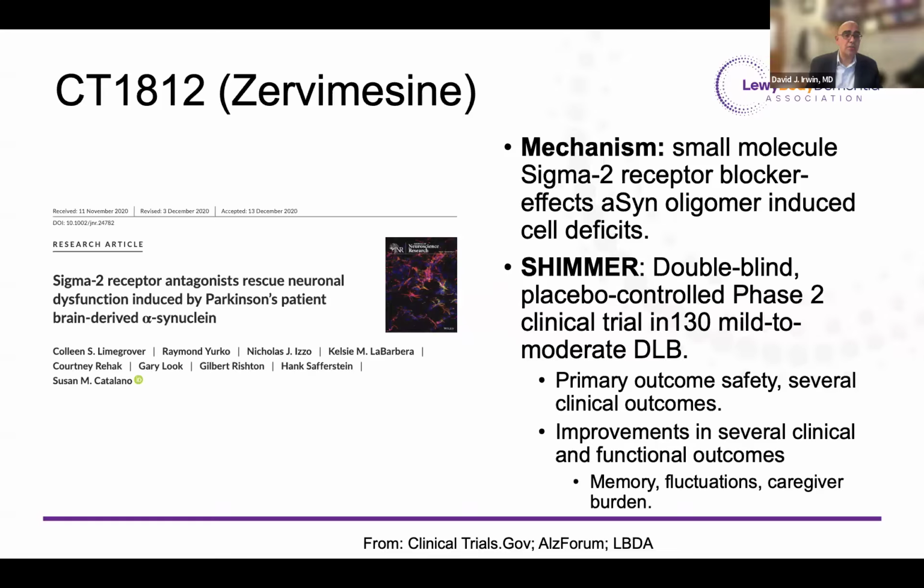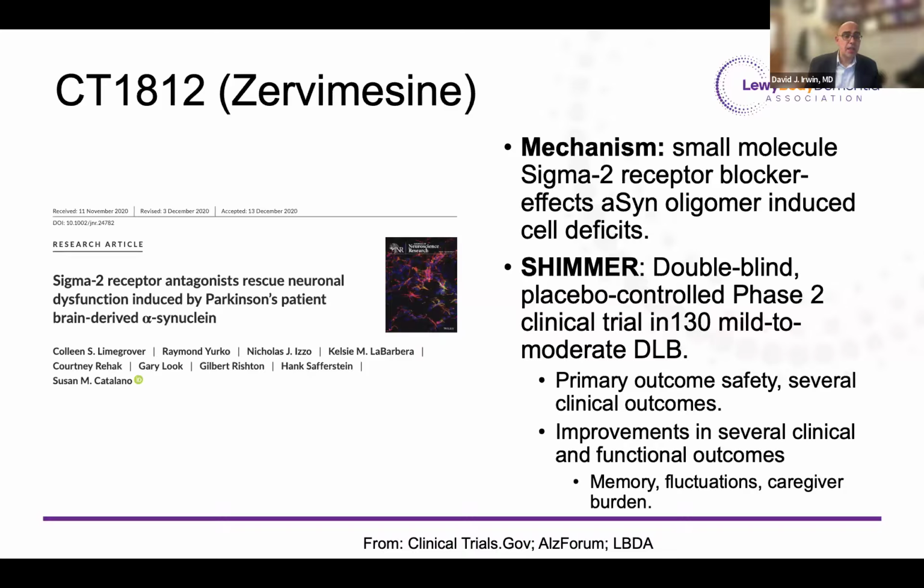And in this trial, the results were released publicly, showing in a phase 2 trial in patients with mild to moderate DLB that had several primary outcomes across the different clinical features of LBD, in particular memory and fluctuations in caregiver burden, there were some positive signs compared to those with placebo. So, more encouraging news from early stage trials in DLB.